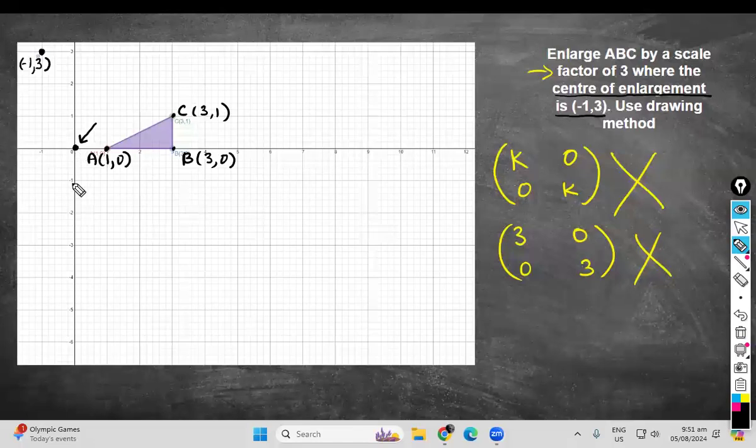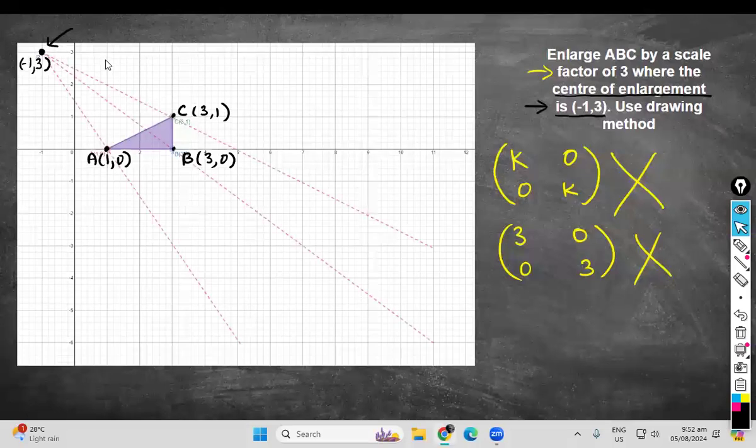So the only way to get out of this question is by the drawing method. And no, you cannot multiply each point by 3. That only works if the center of enlargement is the origin. So all we have to do in a question like this, instead of drawing all our lines from the origin, is draw them from (-1, 3), the point the examiner wrote in the question paper. So here's what we're going to do. From the center of enlargement, which is (-1, 3), we're going to draw a line.